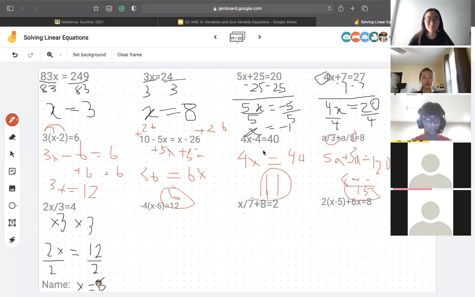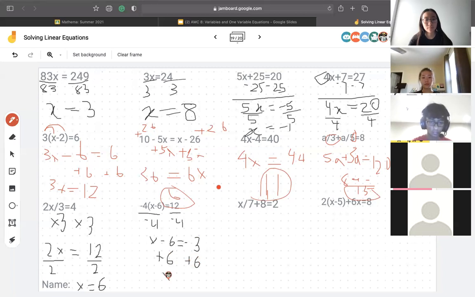Right, and then for the next one, -4 times x minus 6 is equal to 12. We divide both sides by -4. Then we get x minus 6 is equal to -3. And then we add 6 to both sides. And we get x is equal to 3.